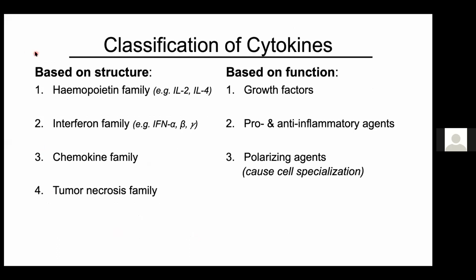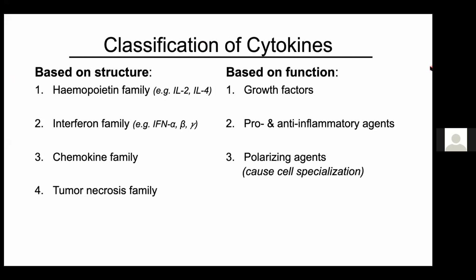And then now we'll just talk about the classification. And just as I mentioned, there's no single classification system that would include all the 300 cytokines, but they try to just broadly classify them. So they can be classified based on the structure, so that would be the biochemical structure, or on the function. Okay, I prefer the functional classification. So the structural classification would include the hemopoietin family, and then the interferon family, and then you have the chemokine family and the tumor necrosis factor family, okay?